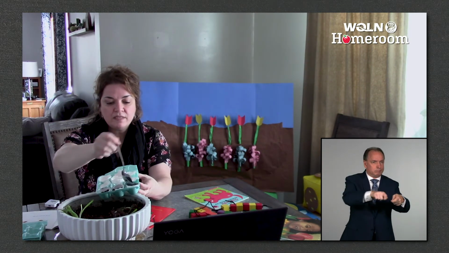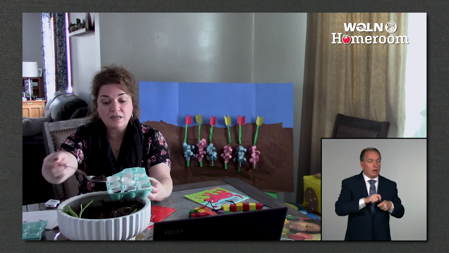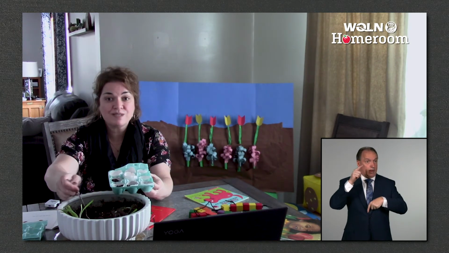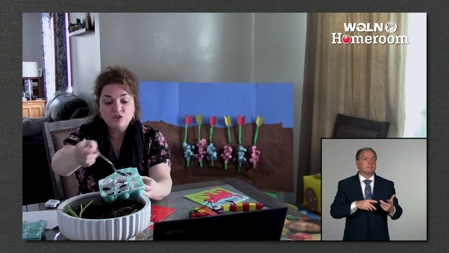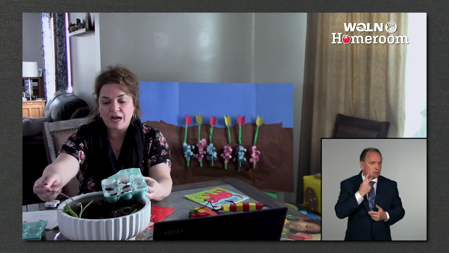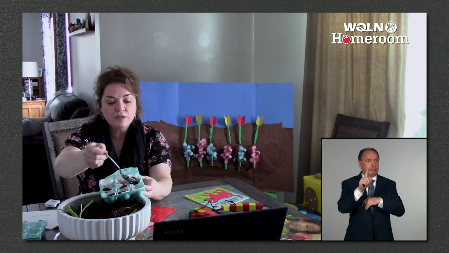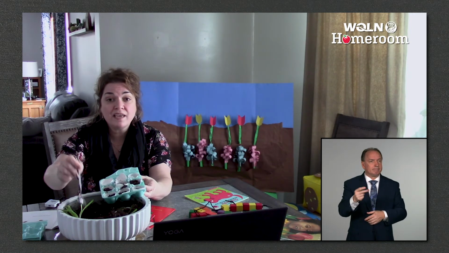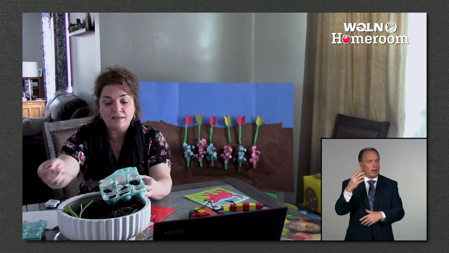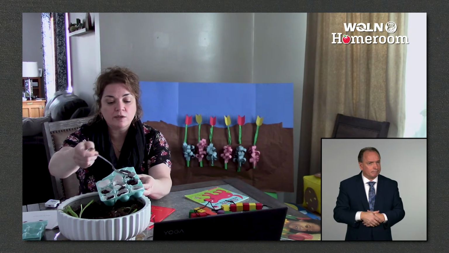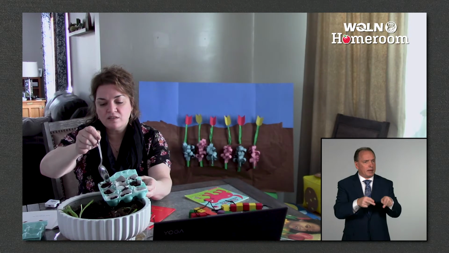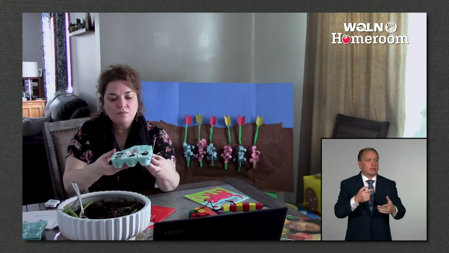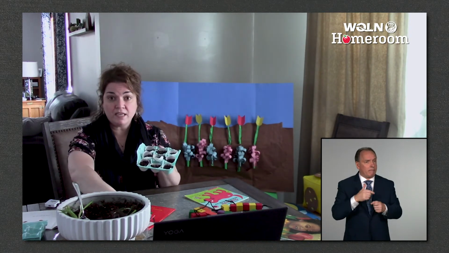The neat thing about these eggshells is when it comes time to plant them outside, when the flower or vegetable that you're planting has sprouted high enough, you can plant the eggshell right in the ground outside and it'll help it grow a little bit. You don't even have to take it out of the shell, and it's all by using things you already have.